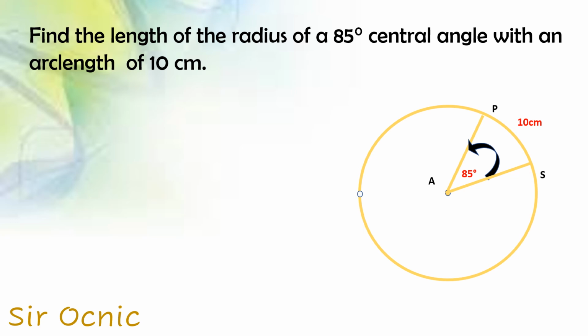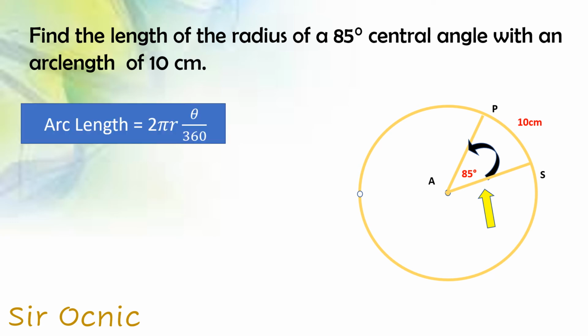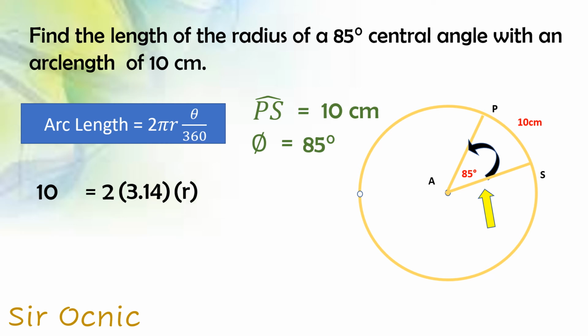Find the length of the radius of an 85-degree central angle with an arc length of 10 centimeters. In this problem, we will be solving for the length of the radius of the circle. The given facts are arc length of PS, which is 10 centimeters, and the measure of the central angle, which is 85 degrees. Injecting these values to the formula for arc length, we will arrive at 10 centimeters equals 2 times 3.14 times r times the measure of the central angle, which is 85 all over 360.